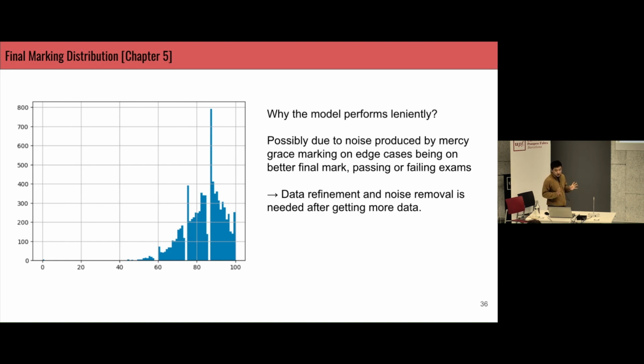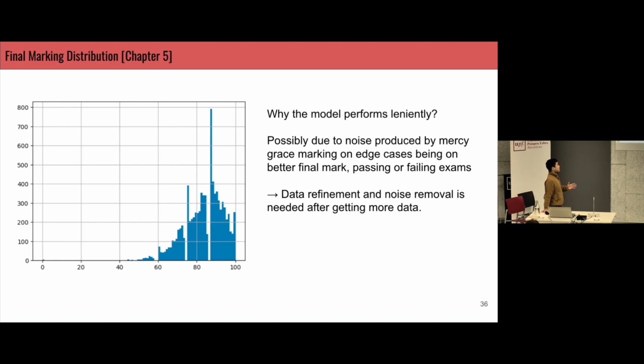So this is the entire distribution of the examination, not focusing on performances, but also written examination and interview, et cetera. Out of 100, we can see a sudden spike on certain points. These are actually edge cases of being judged as a better mark, or passing or failing the exams.